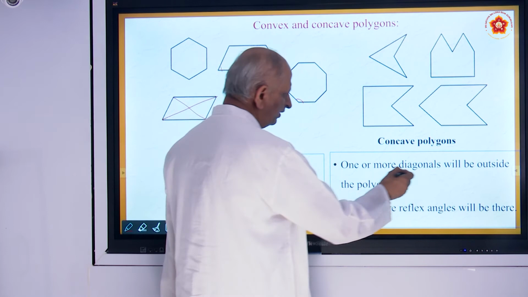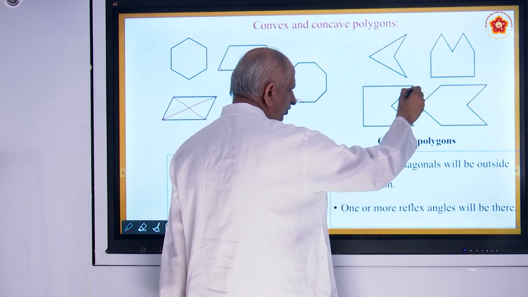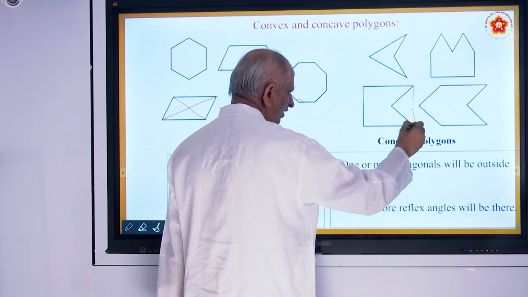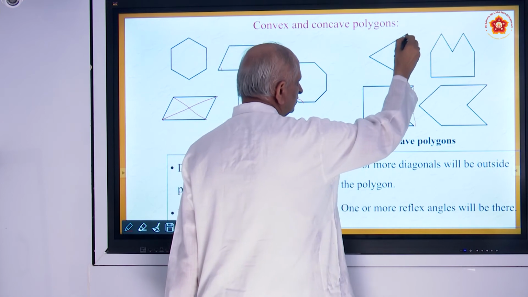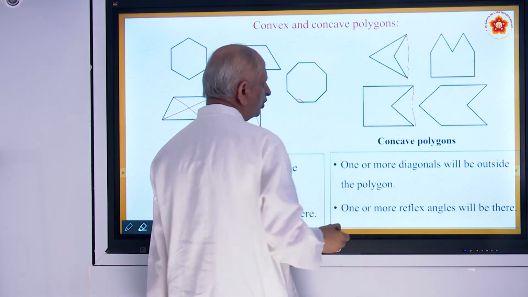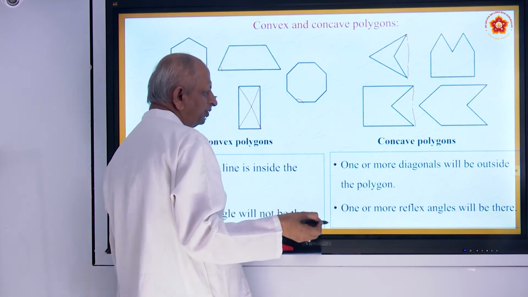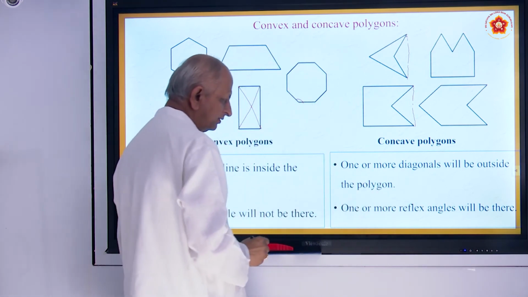One or more diagonals will be outside the polygon. For example, if you want to join, this is a polygon, this is a diagonal outside. Here also, this will be outside. So that is a speciality. One or more diagonals will be outside the polygon.